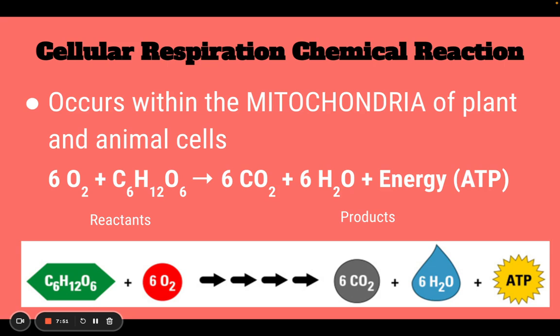So, cellular respiration is a chemical reaction that occurs within the mitochondria of both plant and animal cells. You can see in the chemical equation written on this slide that there are 2 reactants, 6O2 and C6H12O6, or glucose. And then we see the arrow representing the reaction that is happening. To the right of the arrow are the products, which from this reaction are carbon dioxide, water, and energy in the form of ATP.